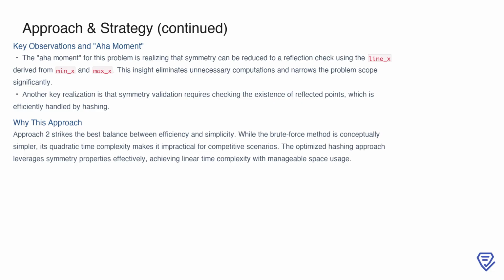The chosen strategy, approach 2, balances efficiency and simplicity. While the brute force approach is easier to conceptualize, it is computationally expensive, making it impractical for competitive or real-world scenarios. The optimized hashing approach, in contrast, leverages symmetry properties to achieve linear time complexity with manageable space usage. This makes it the best choice for tackling this problem effectively.